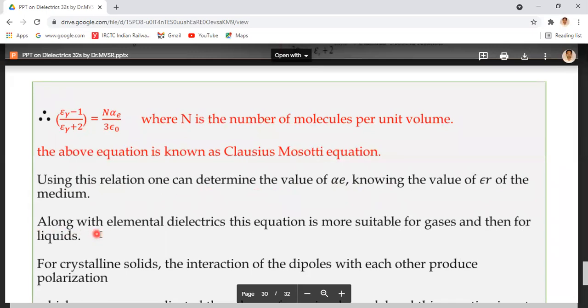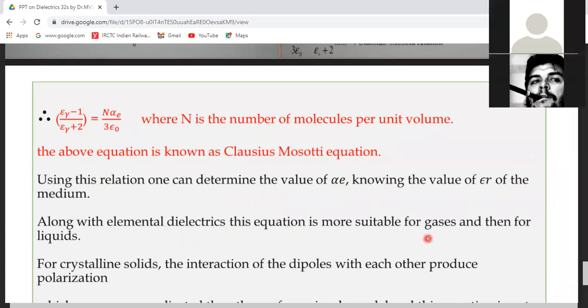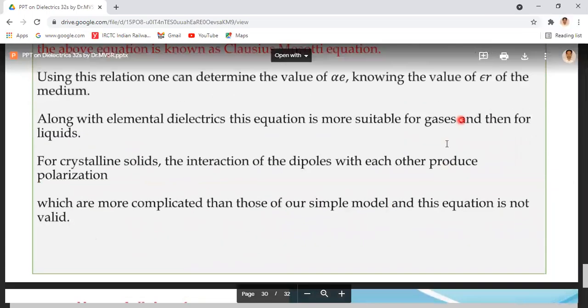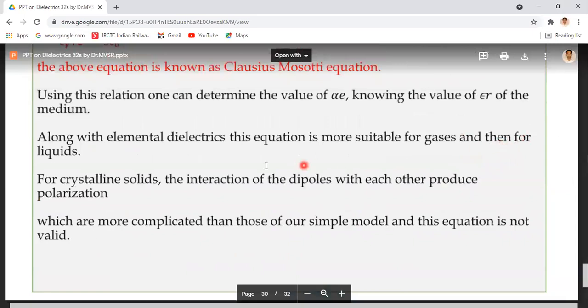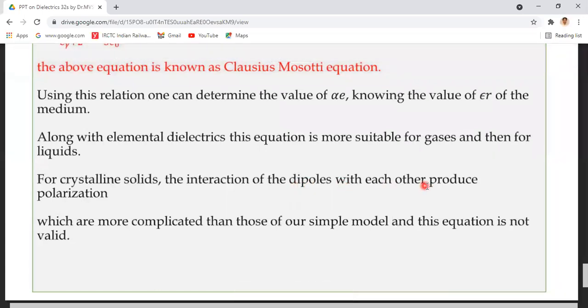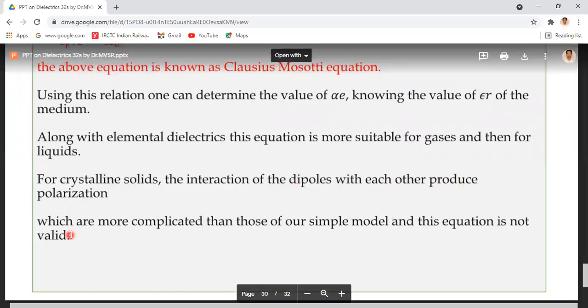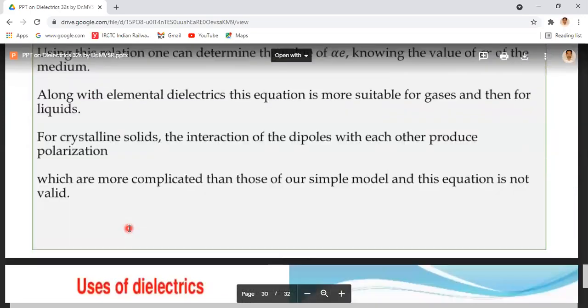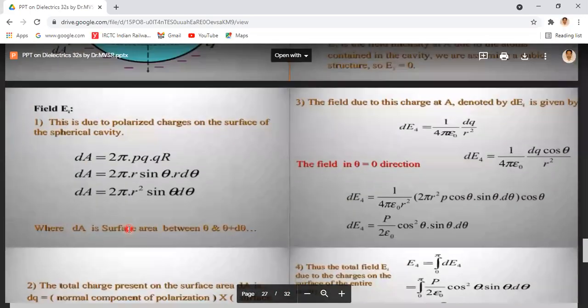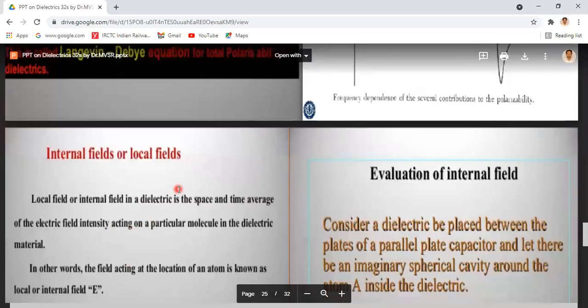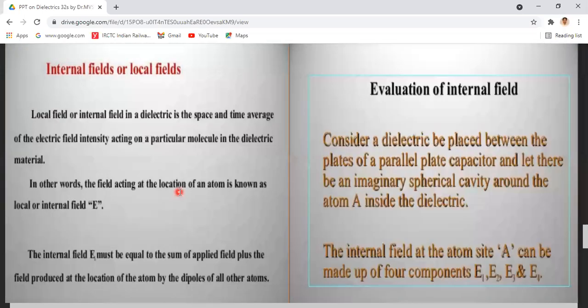Along with the elemental dielectrics, this equation is more suitable for gases and then for liquids. For crystalline solids, the interaction of dipoles with each other produces polarization which is more complicated than our simple model, and this equation is not valid actually. Now this is about the Clausius-Mossotti relation and the local field, internal field. These two concepts are very important because these are two essay questions.